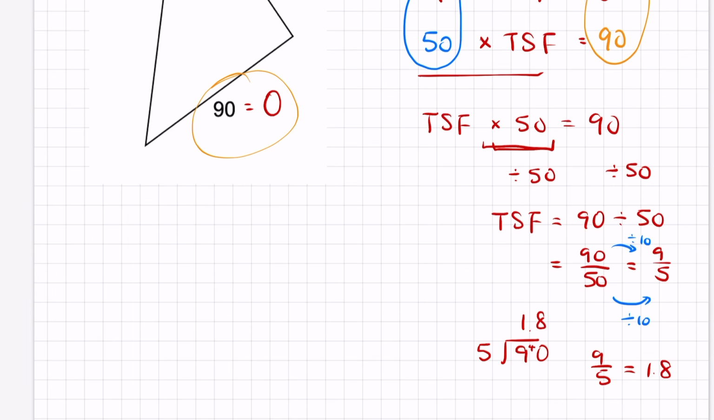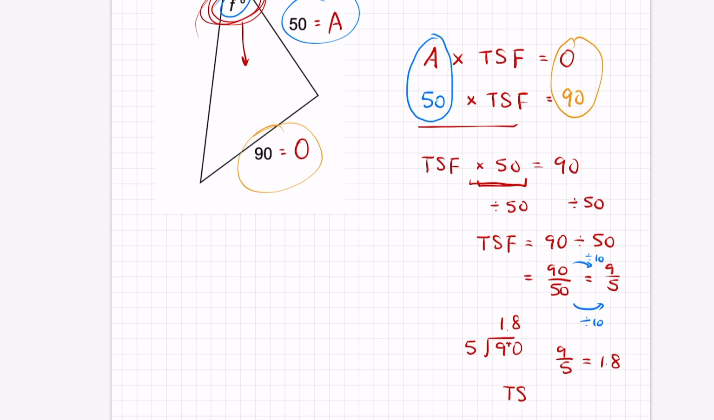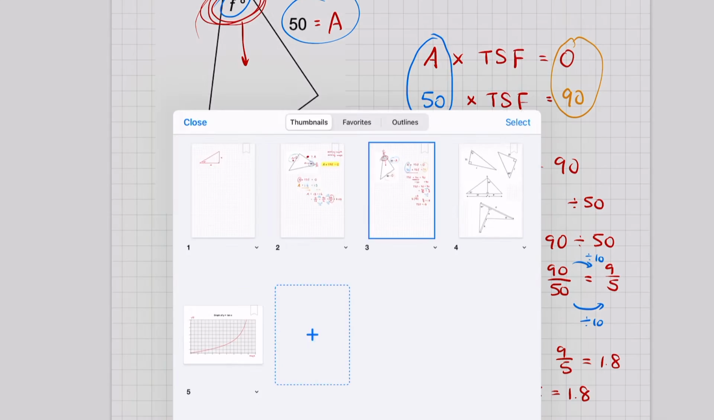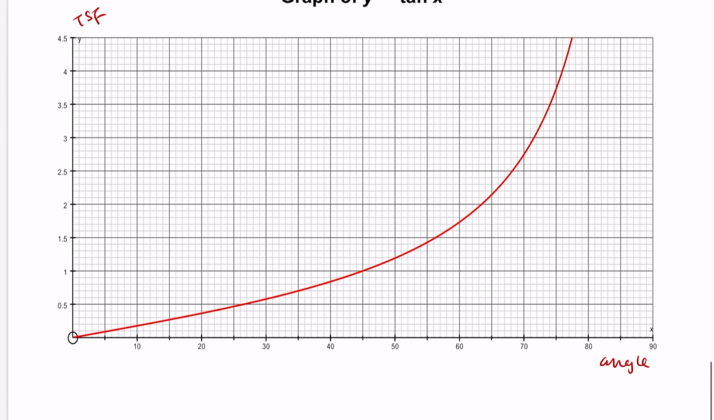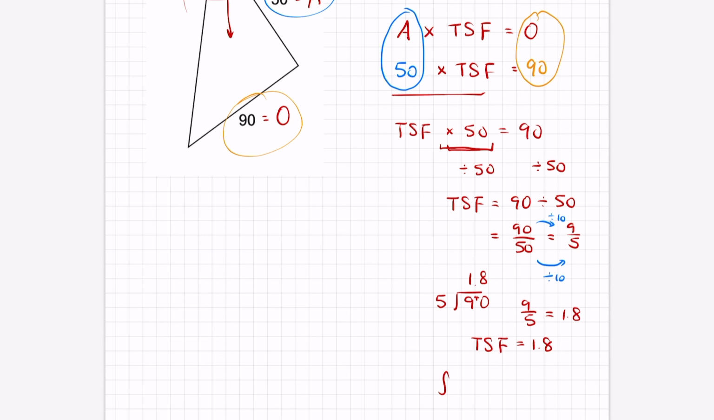We haven't finished, as we need to work out the missing angle. We only worked out the TSF, which is 1.8. To work out the angle, we have to go back to the tangent graph, and since we know our tangent scale factor is 1.8, we can read the angle off the graph. The answer is 61. Therefore, angle F equals 61 degrees. Now you have finished the question.